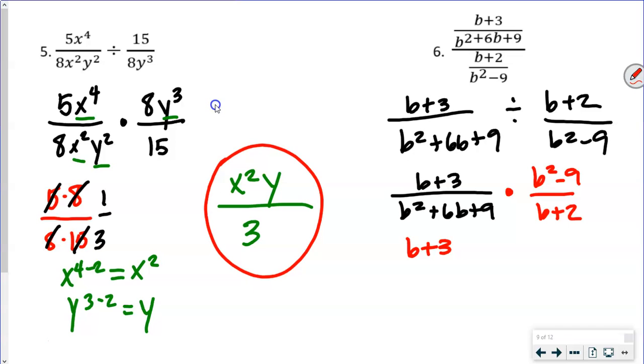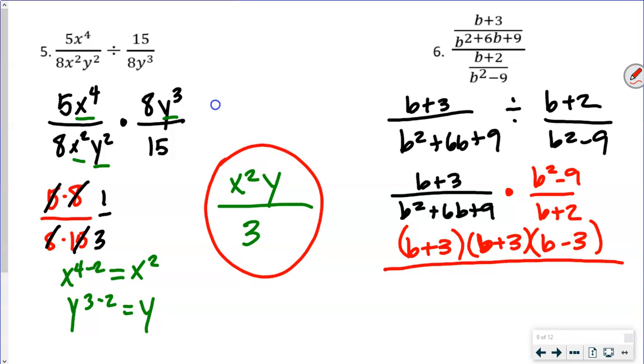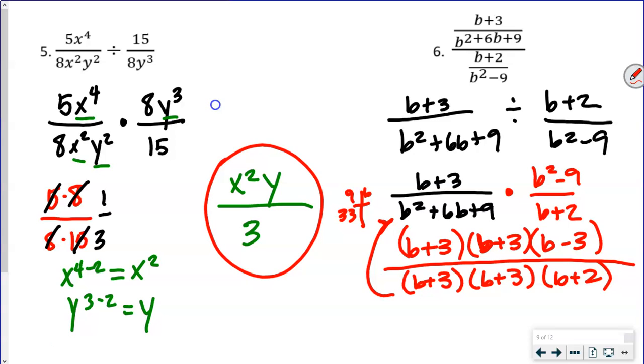So on our next step, I'm going to do b plus 3. And then on top, I got that times what? Isn't that b plus 3 and b minus 3, y'all? That's the factors of b squared minus 9, right? And then we're going to factor this. So what are the factors of 9 that add up to be 6? Wouldn't that be 3 and 3? So this is going to be b plus 3 and b plus 3. And then we still got this b plus 2 over here, right? So this was this, y'all, okay? All right, so now we're going to mark through anything that's repeated, okay?